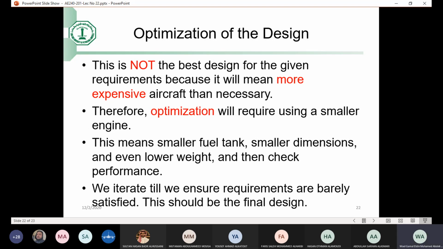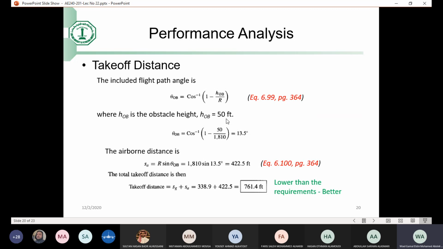Okay. For the final report on Wednesday, all you have to mention is that after you check the performance, you have to come up with a decision. Maybe not all requirements are satisfied. Maybe some are satisfied and some are not. Then the comment will be, for example, to increase the wing area a little bit to ensure that the landing distance is satisfied if it's not satisfied. So the decision will depend on the outcome of the performance analysis. After we look at the performance, you come up with your decision, but do not implement it. Just mention it, and that will be the end of your work.